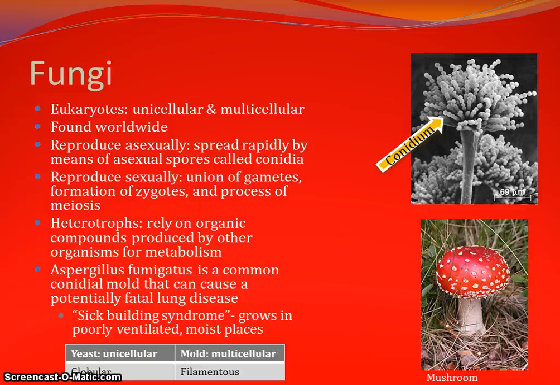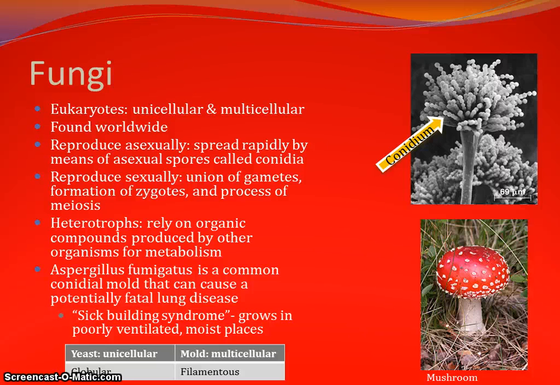Fungi also reproduce sexually through the union of gametes, the formation of zygotes, and ultimately the process of meiosis. Fungi are also heterotrophs, which means that they rely on organic compounds produced by other organisms for energy or metabolism. An example of a fungi is Aspergillus fumigatus, which is a common conidial mold that can cause potentially fatal lung disease.